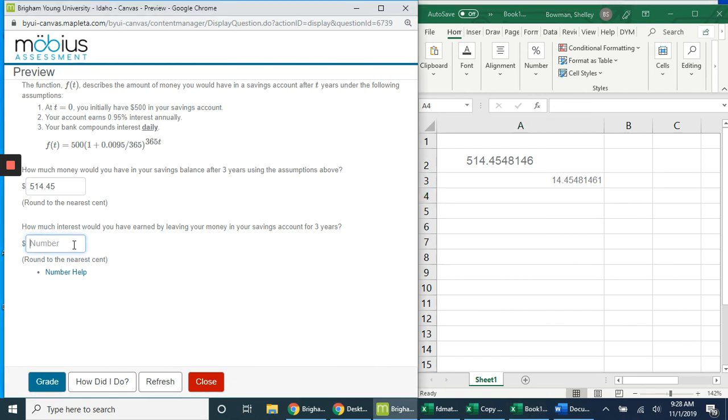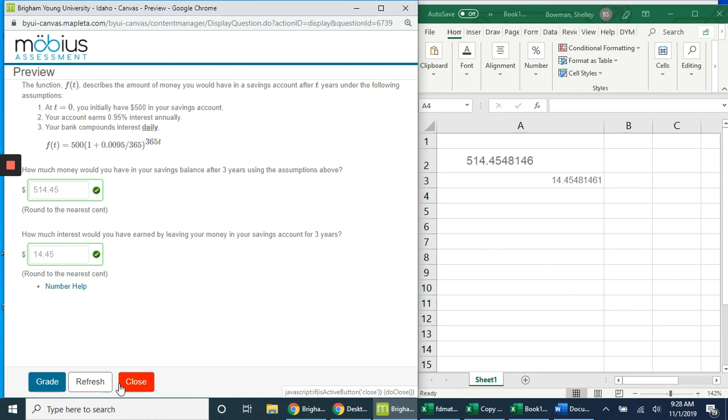Again, rounding to the nearest cent, $14.45. Again, the 4 does not raise the 5 up, so that looks good. We're going to double check that, and everything looks good.